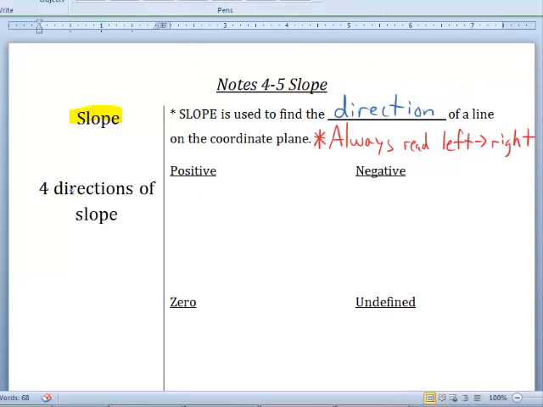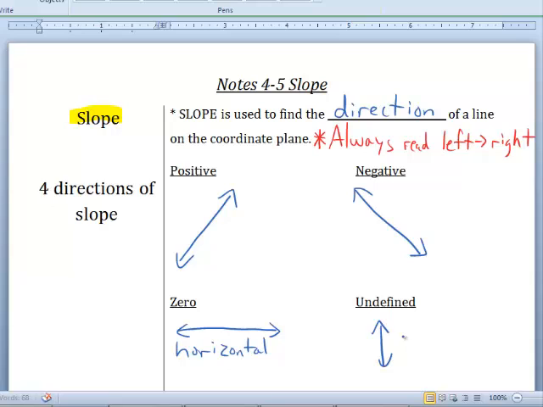Alright, there are four different directions of slope. We can have a positive slope. From left to right, if a line goes up, that's positive. From left to right, a negative slope looks like it's going down. And then a zero slope is when we have a line going straight left and right. We're going to call that a horizontal line. So if a line is horizontal, it has a slope of 0. An undefined slope is a line going straight up and down, and we're going to consider that to be a vertical line. Alright, so make sure you know what lines look like, and you should be able to identify the slope just by looking at it.